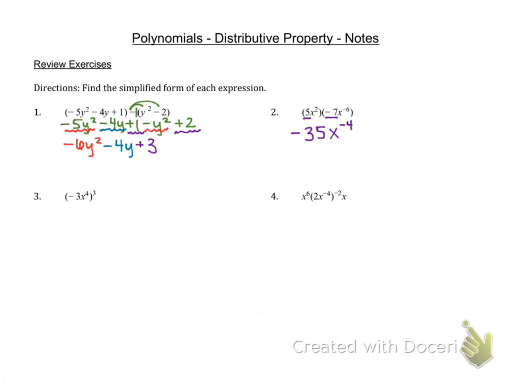To simplify this completely, I want to rewrite it with positive exponents. So the negative 35 has an exponent of a 1 right there. So that stays right where it's at. So I have a negative 35. And to make that negative 4 positive, to make that exponent positive, I need to put it in the denominator. So I have x to the 4th. So I have negative 35 over x to the 4th.